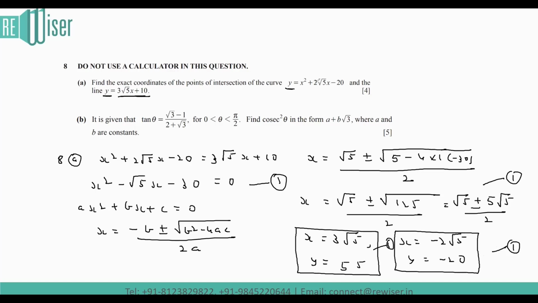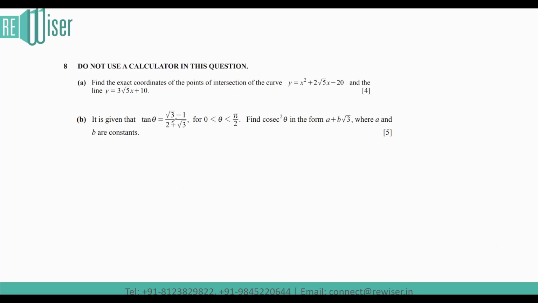Now, I'm going to answer part 8b of the question. It says that tan theta equals root 3 minus 1 over 2 plus root 3, where theta is an acute angle. Find cosec squared theta in the form a plus b root 3, where a and b are constants. To answer 8b, we'll use the identity that cosec squared theta equals 1 plus cot squared theta. Cot theta is the reciprocal of tan theta, which is 1 over tan theta.